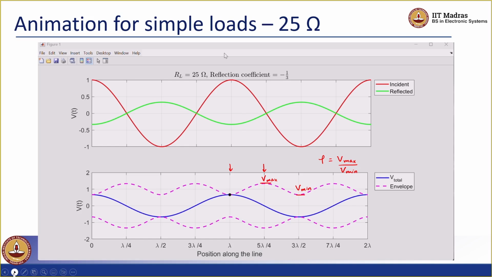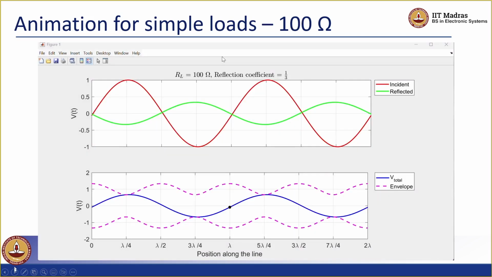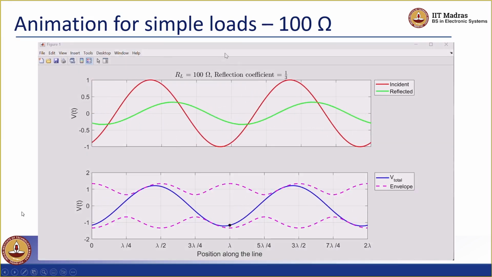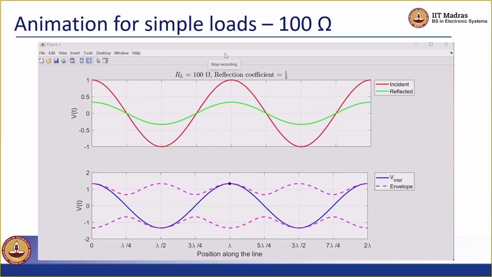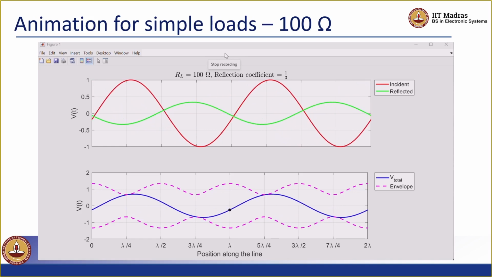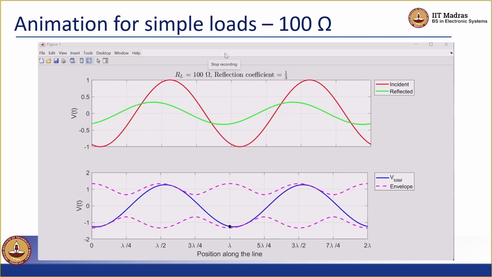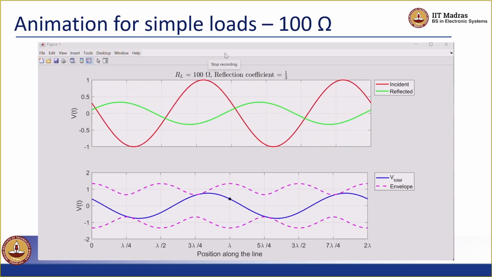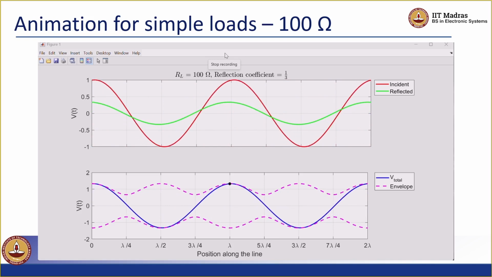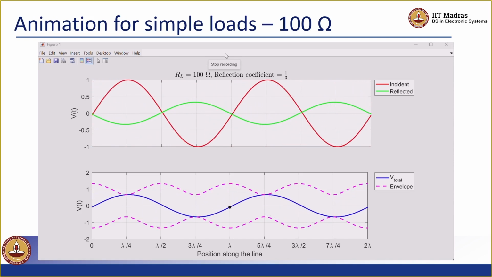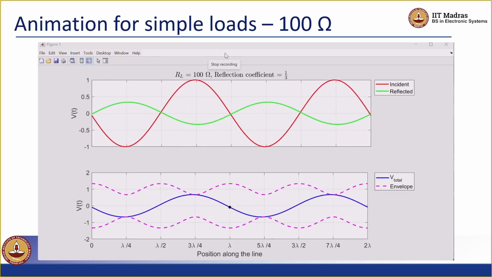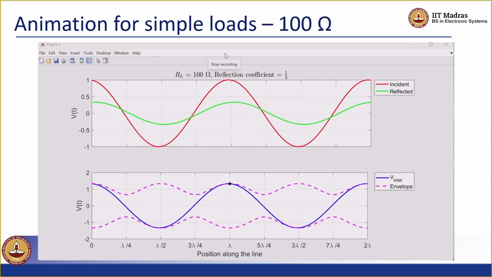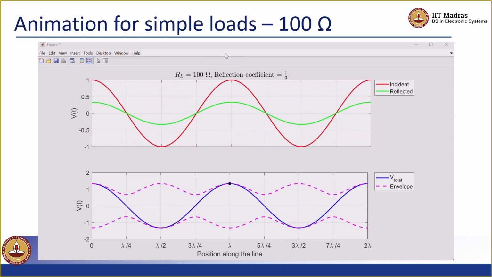Lastly, I'll just show you what it is for 100 ohms, which is a reflection coefficient of +1/3 as opposed to -1/3 for 25 ohms. You can also see how the voltage is actually changing as a function of both position and time along the transmission line. And you can notice that the amplitudes are not quite the same along the transmission line. There are points of high fluctuations and points of low fluctuations.